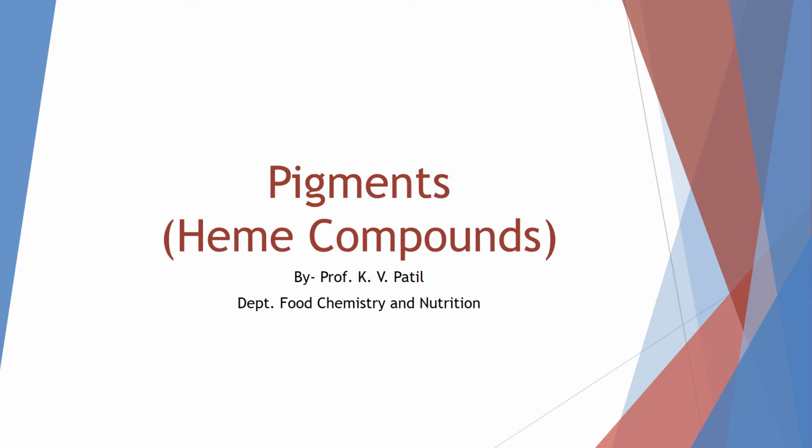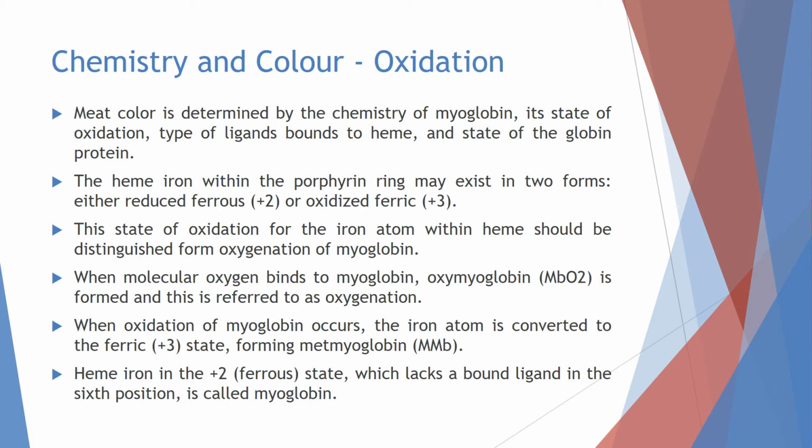Welcome all of you. Today's topic is about pigments. Majorly, we will be seeing in detail about heme compounds. Let us see the chemistry of these pigments. The heme compound majorly consists of two main pigments, that is hemoglobin and myoglobin.